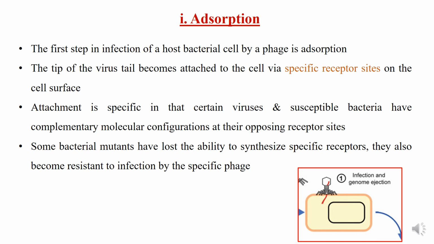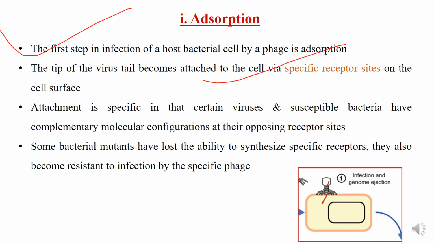So here, this is the first step in the lytic cycle, where the virus attaches to the bacterial cell by its tail fibers. Then the tip of the viral tail becomes attached to the cell via specific receptor sites. Specific receptor sites means these receptors are proteins which recognize the bacteriophages, and the bacteriophage recognizes the specific receptors present on the bacteria; only then can it attach to the bacteria.